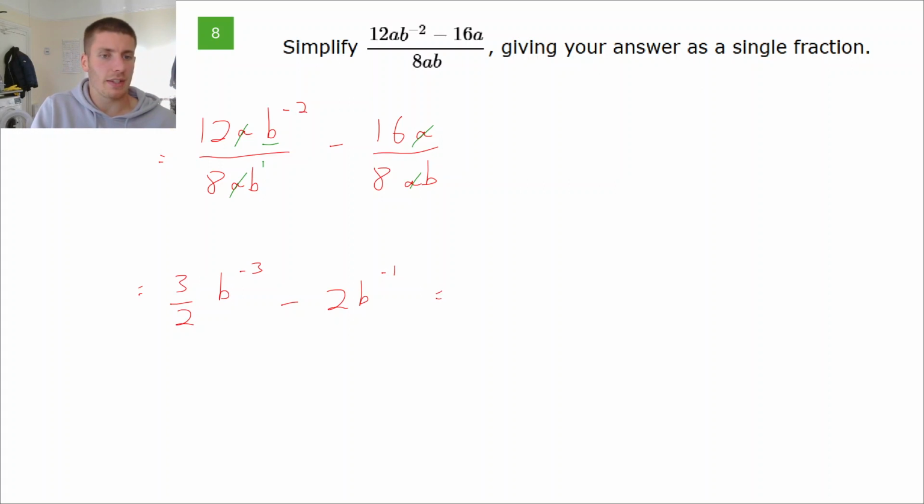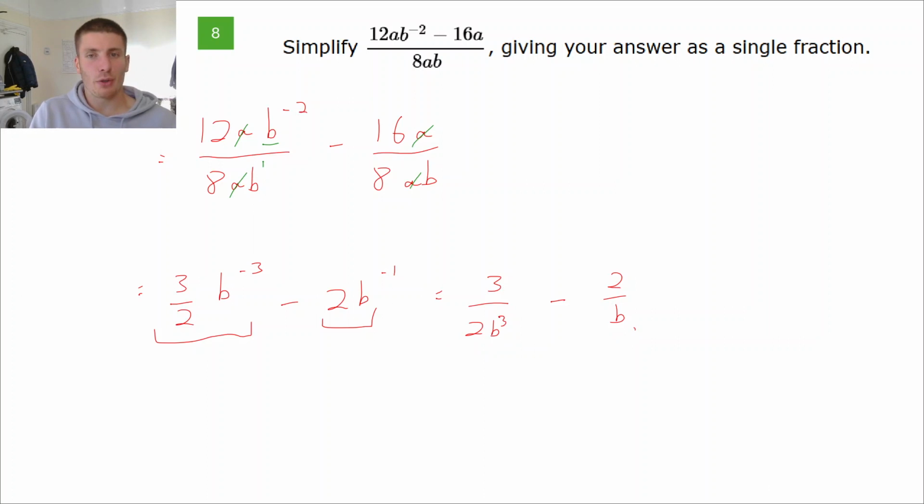I'm going to write the first part as 3 over 2b cubed. So this means the same thing as this. I'll just put the b cubed on the bottom, and you'll see why in a second. I'm going to take away 2 over b, because b to the minus 1 means 1 over b. I can put it over b. So these mean exactly the same thing. Let's get rid of this because I don't want this to get in the way.